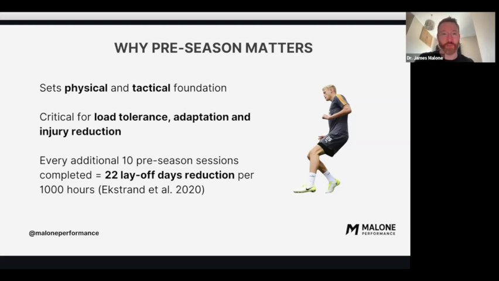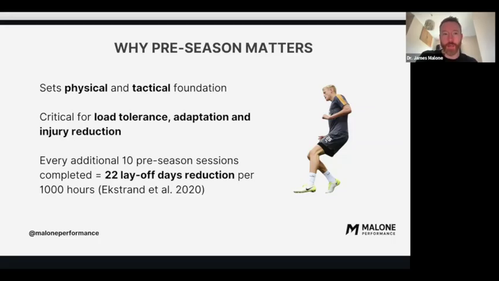Even off seasons are becoming very difficult now. But as we can see here from Jan Ekstrand's group, from the UEFA study group, essentially the more of pre-season that we can complete safely, in a structured way, the lower our injury burden and frequency during the season. So roughly speaking, about every 10 pre-season sessions completed results in a 22 layoff day reduction across 1,000 hours.